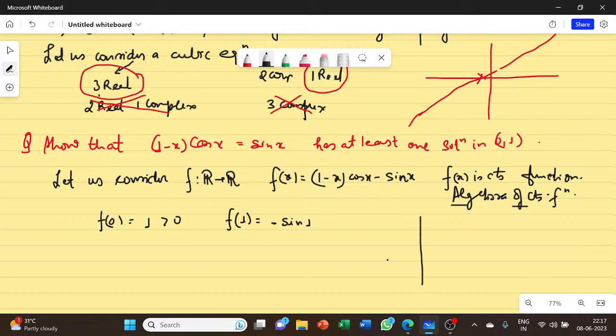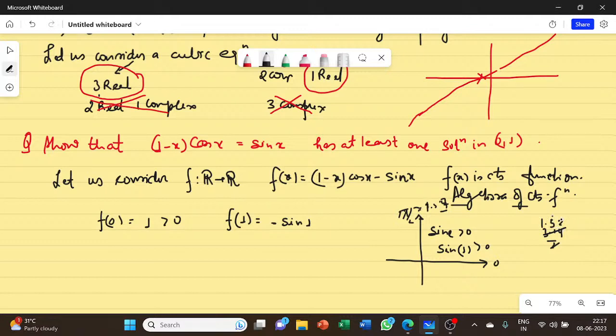And you know that in the first quadrant, that is from 0 to pi by 2, sine is positive. So obviously sine 1 would also be positive, because pi by 2 is around 1.57 or something. So 3.14 divided by 2, what will it be? It will be around 1.57.